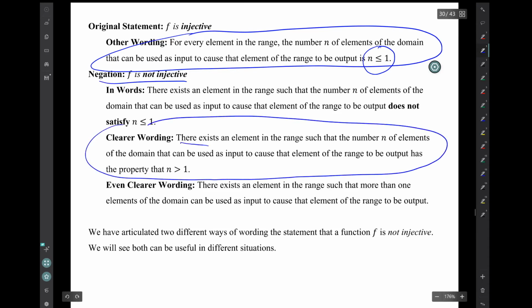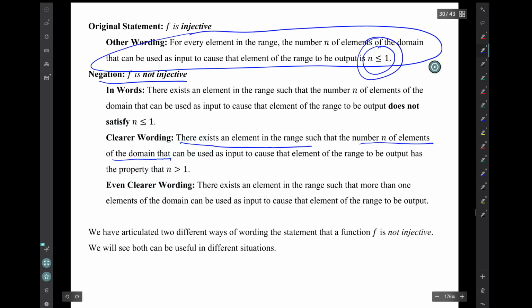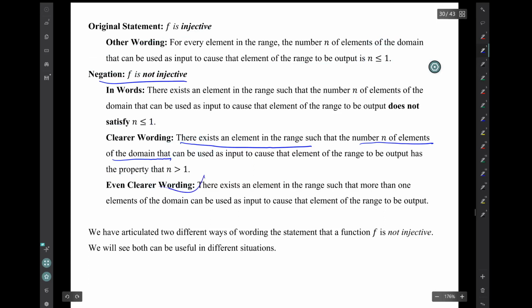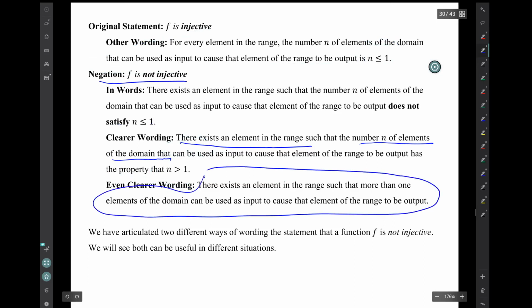There exists an element in the range such that the number of elements in the domain that can be used as input to cause that element of the range to be output is n greater than 1. So the negation of n less than or equal to 1 is n greater than 1. In other words, there exists an element in the range such that more than one element of the domain can be used as input that will cause the element of the range to be output.